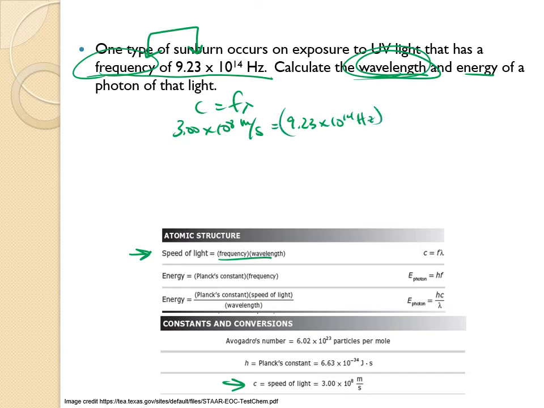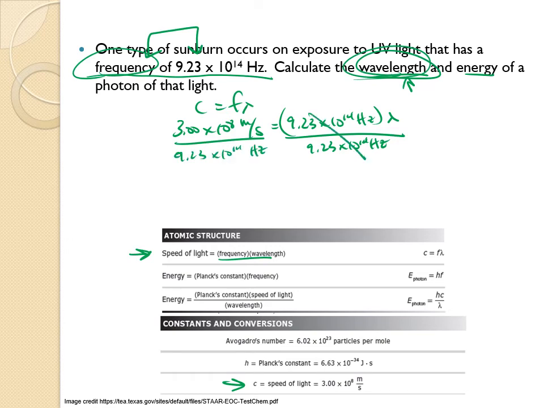We're going to multiply that by the wavelength. The wavelength is what we don't know, so we're going to use that Greek letter lambda. To solve for lambda, the wavelength, 9.23 times 10 to the 14th hertz is going to get divided on both sides.